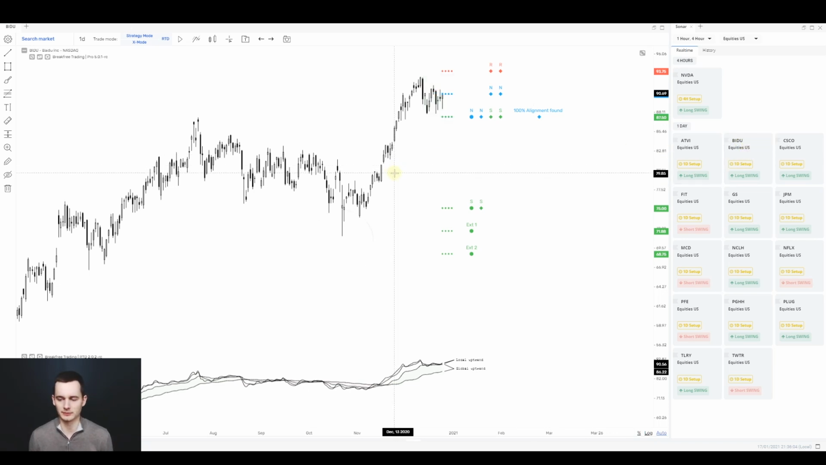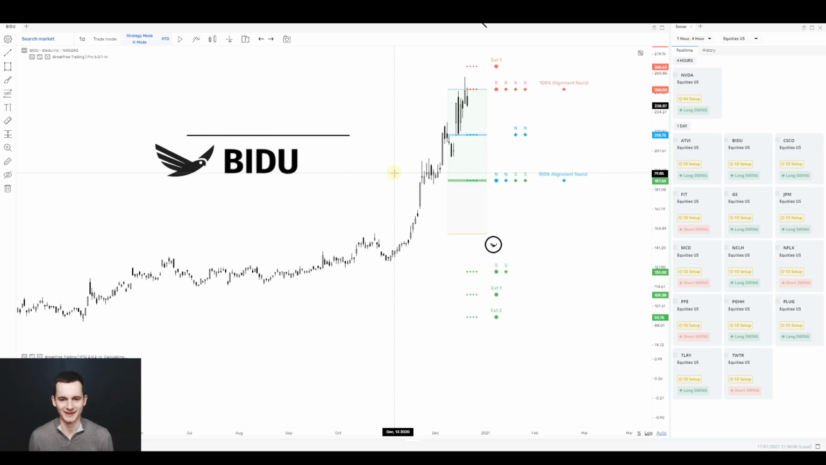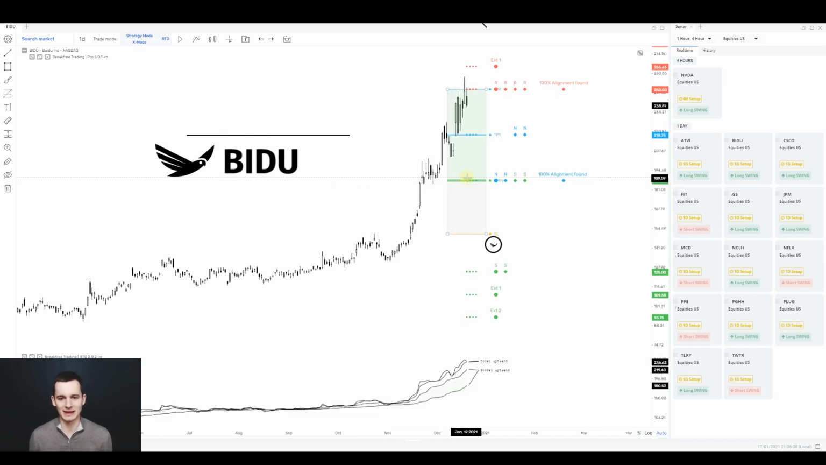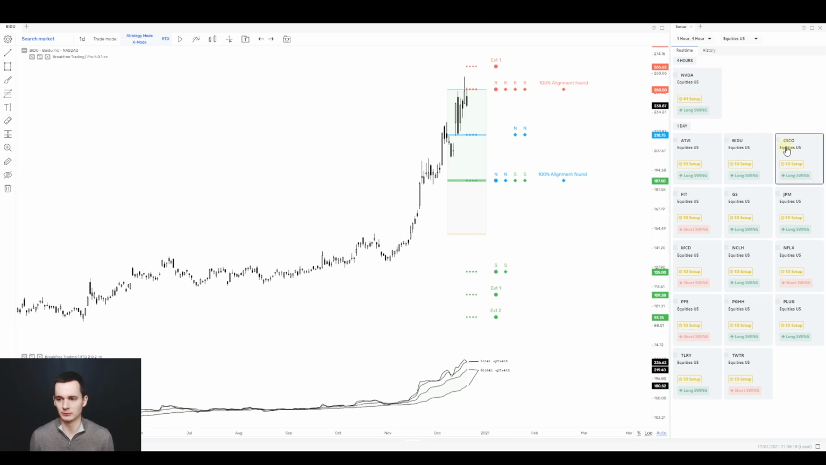So let's move on to Baidu. This one we've already waited for, I think, a few days. So this one's still the same as last week. Still waiting for the entry. We just hit resistance, so we should see price come back into the hard end. So this one's still good to go. If you set your limits, perfect. No need to change them.